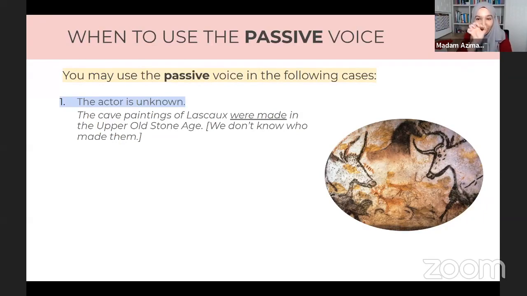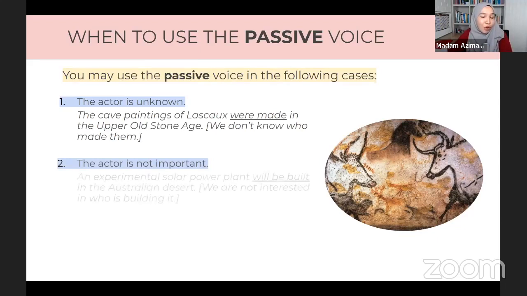As you can see, I've underlined were made. Were is a be verb, made past participle. Remember past participle? Okay, so we don't know, so I can't say the cave paintings of Lascaux were made by Leonardo da Vinci. I can't, because I don't know. Obviously it's not, right? Those paintings are not, obviously.